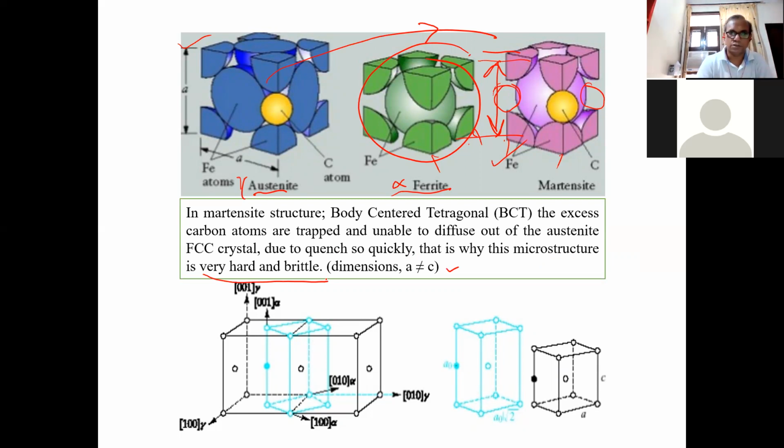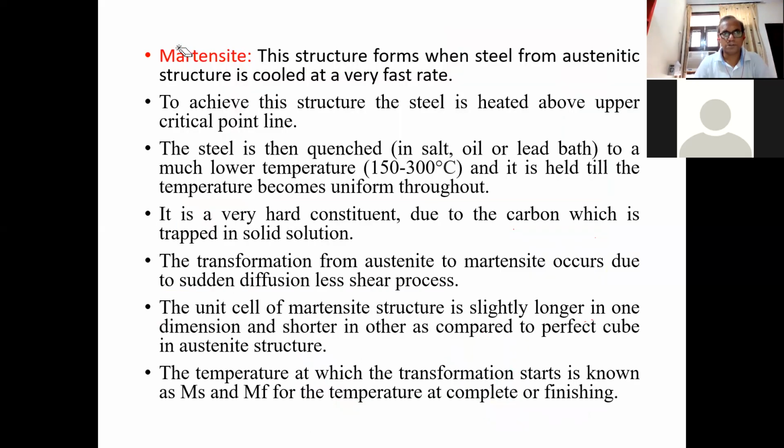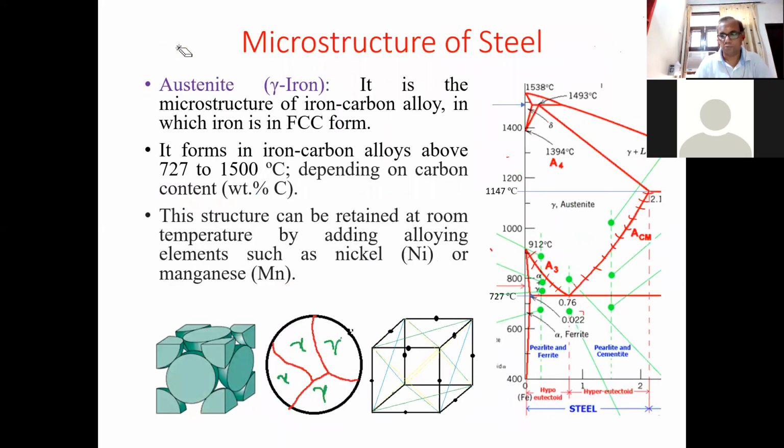If you see it from the geometrical point of view, then this diagram will explain. This is BCT. Clear हो गया? I hope it must be very much clear to you. So very interesting. So this is what martensite structure is, and these are some very important structures.